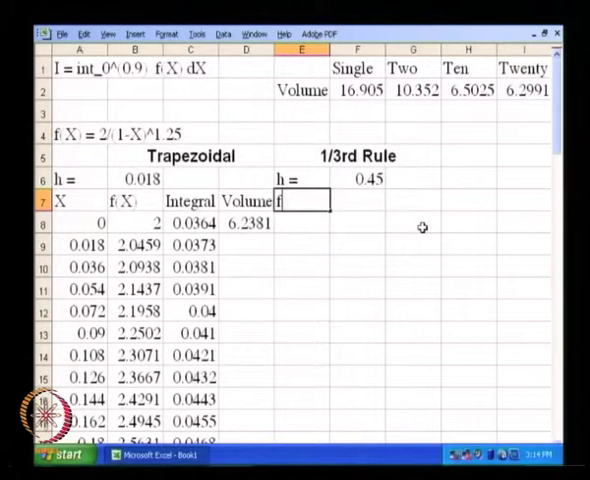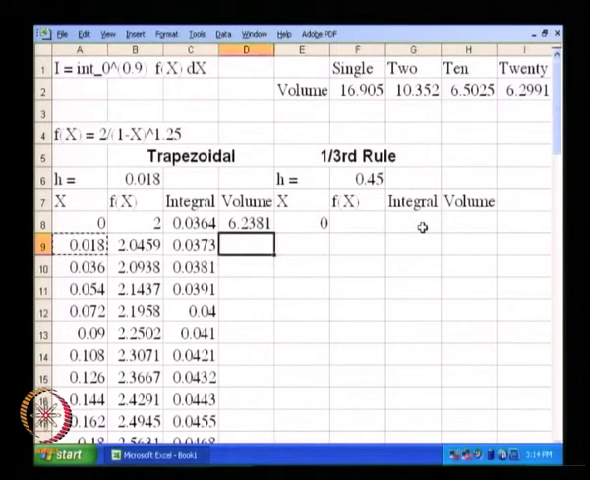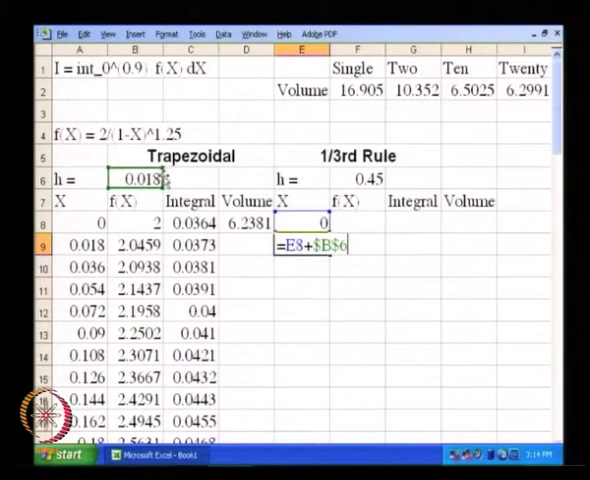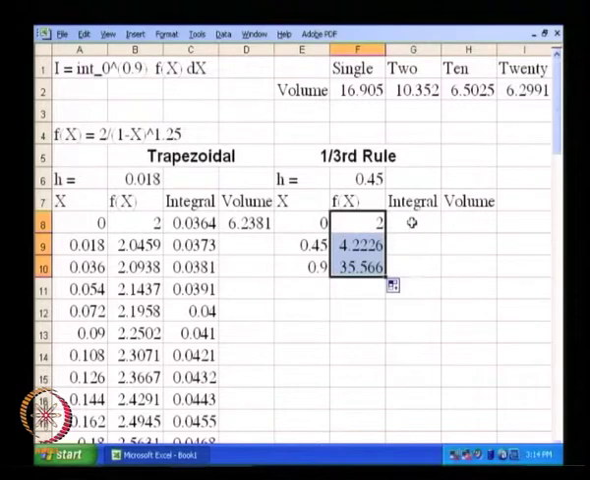We will again have x, f of x, integral and then the total volume using the 1/3 rule. We will start off with 0, and as it was here we will just copy this and then just move this over here. And this should be good, our f of x. I will just copy this, I will just move this over here.